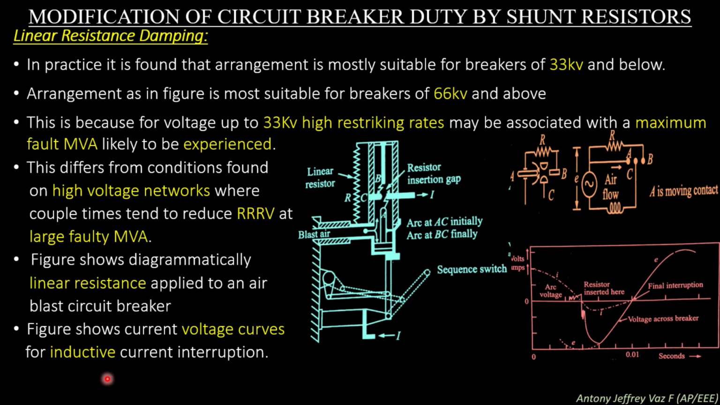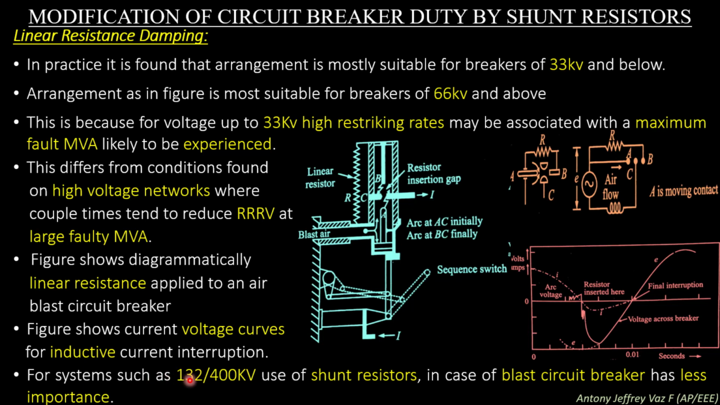The figure shows current and voltage curves for inductive current interruption. In this figure you can see the current and voltage waveforms for inductive current interruption. This is the arc voltage and this is the resistance which is inserted at this position when the current starts to go towards a negative value. After the final interruption of the arc current with the help of the inserted resistance, the recovery voltage starts to establish at this position.